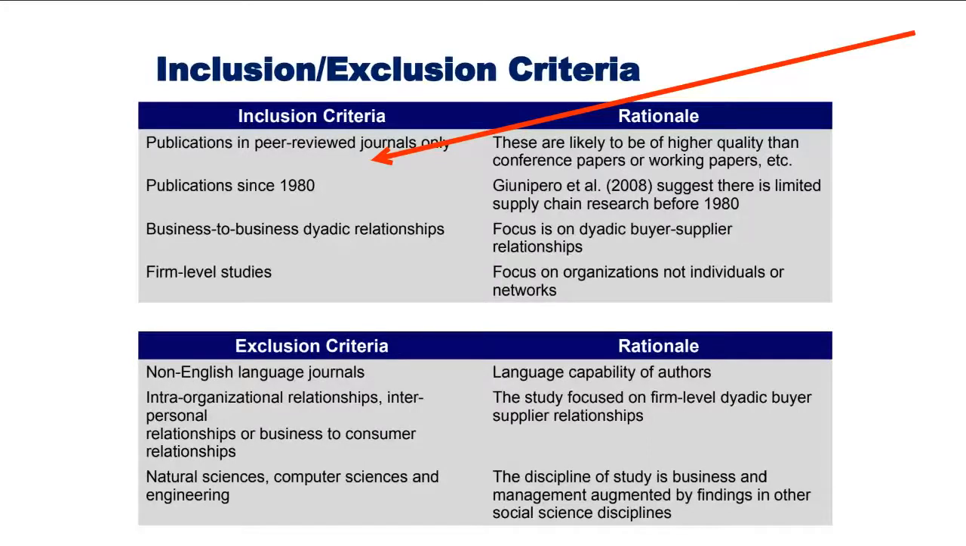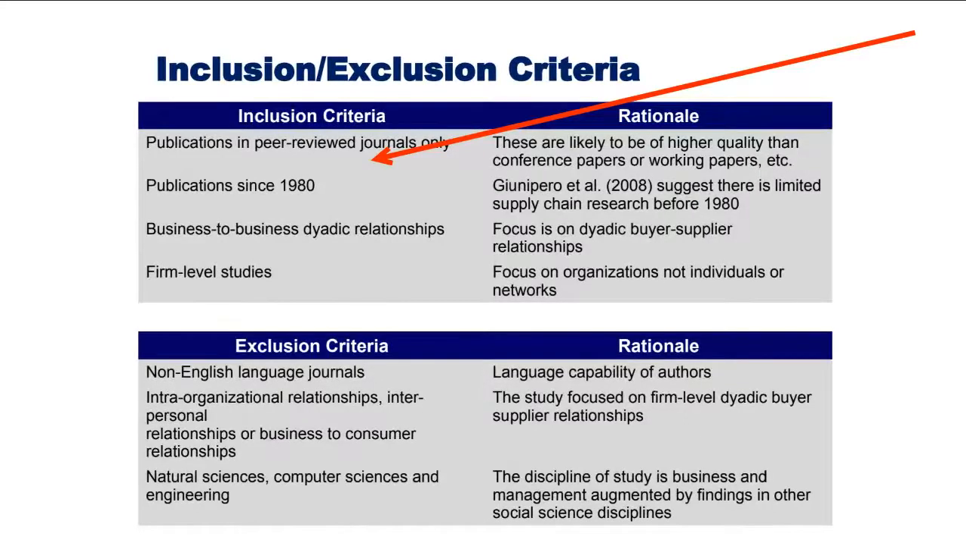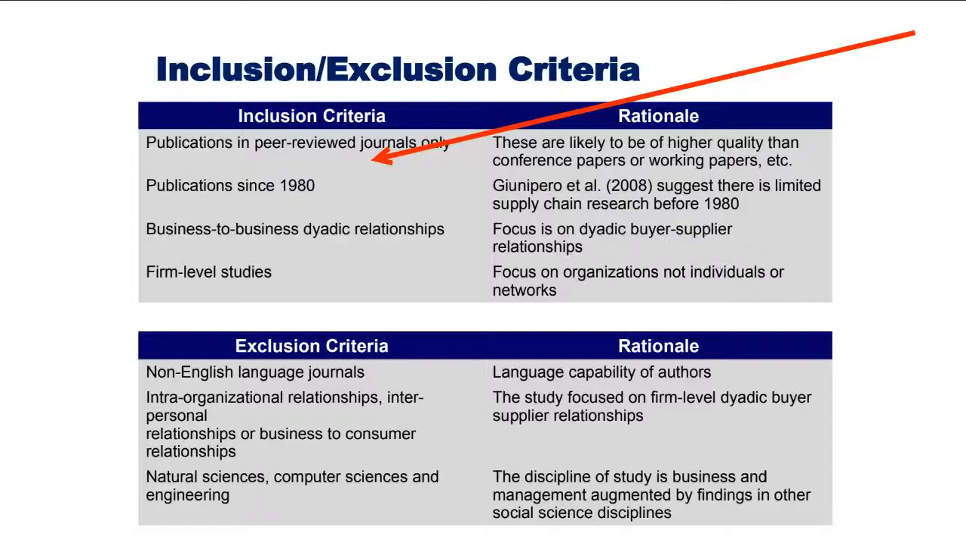Then you can also put some limitation on since when you will select the paper. So this publication is since 1980, which is like 42 years now. But this will not be based on your own judgment. You won't say, I just wanted to look at the last 10 years. You must find a referenced justification for why you are restricting your research to since 1980. So they found this reference: Jenna Perro et al, 2008 suggested there are limited supply chain searches before 1980. So you have to find a justification based on referenced work.